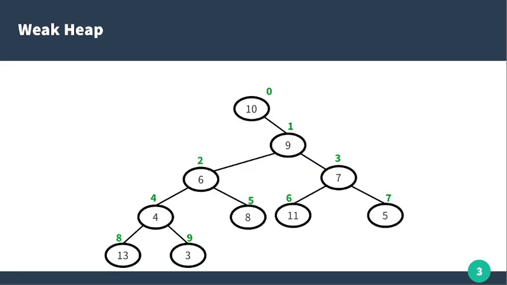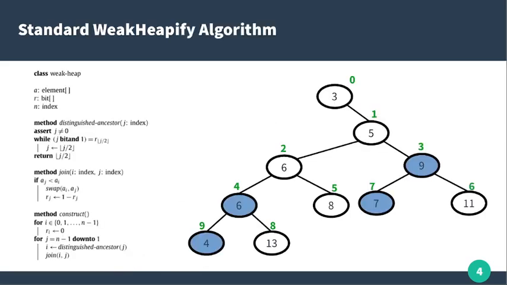So this is a 10 node tree. When we apply the standard WeakHeapify algorithm, it mainly constructs a weak heap tree. So the main function is the construct function. When we apply this algorithm, it becomes a weak heap tree as shown here, and there is a reverse array to implement in the array implementation of weak heap.